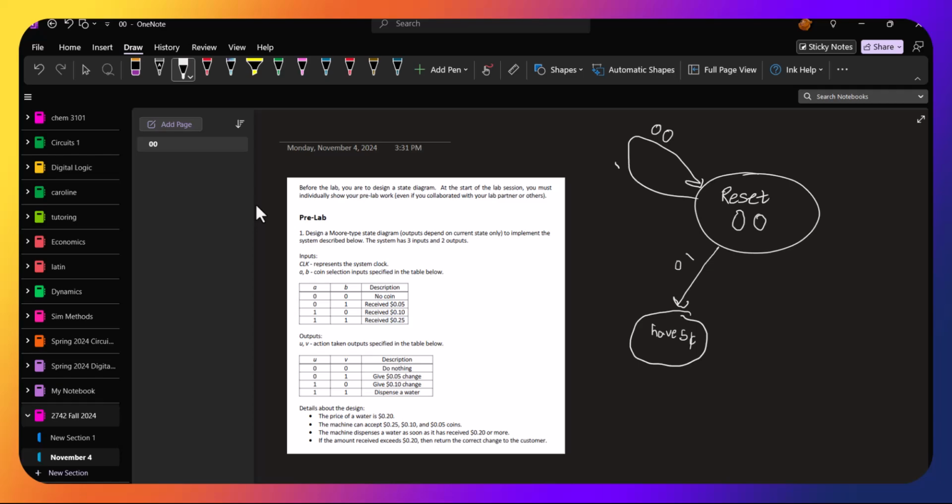All right. So if you have 5 cents, what is your output for having 5 cents? Do nothing. All right. Now, what if you put in 10 cents? Is that the same state as having 5 cents? It's not the same state, so it's a different state. But is your output still going to be the same? Yeah. Well, then.